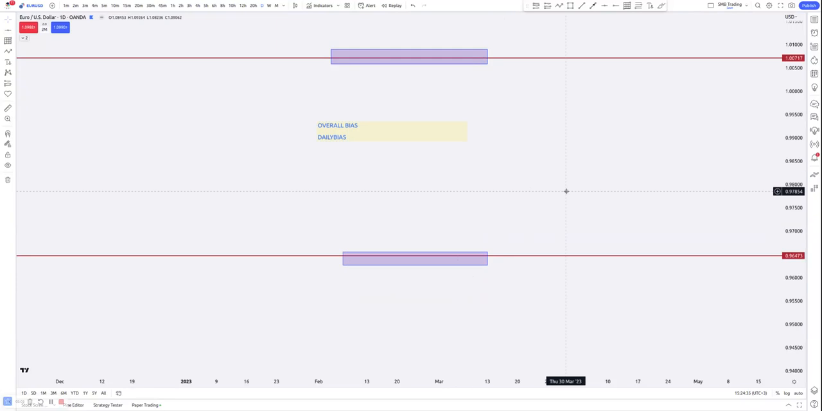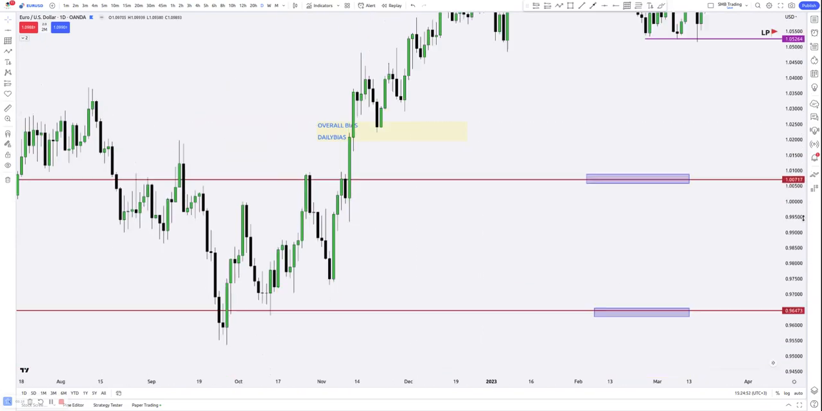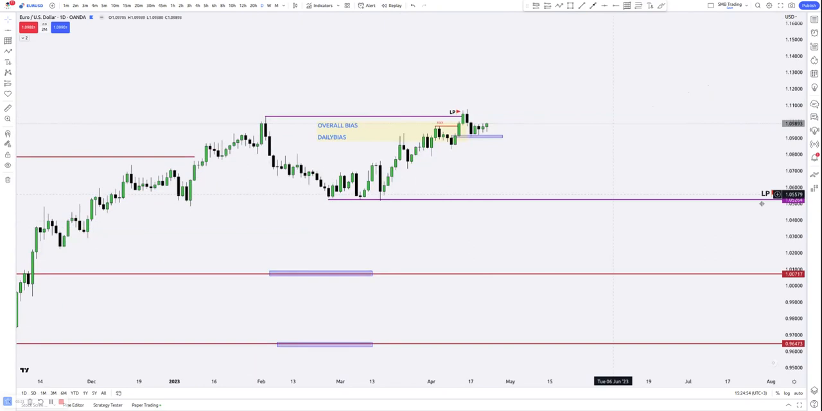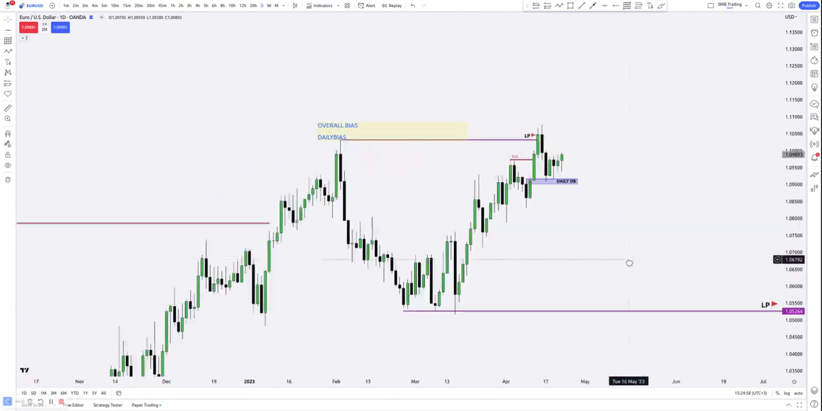Now, the overall bias, obviously, you already understand. These are the PD arrays that are found on the higher time frame. For instance, if you move on the monthly time frame, on the weekly, on the daily, you will find that price will have some PD arrays that price is going to touch within months, weeks, or even years.